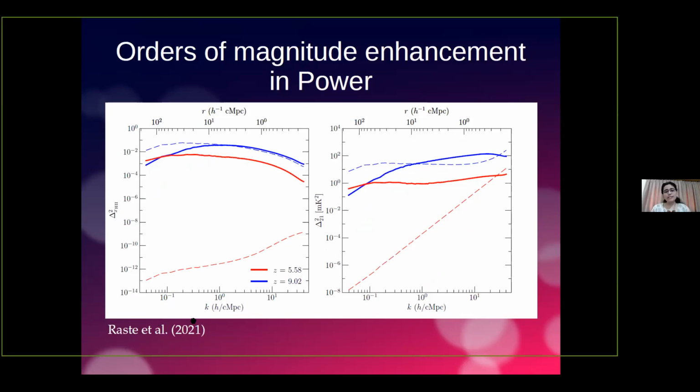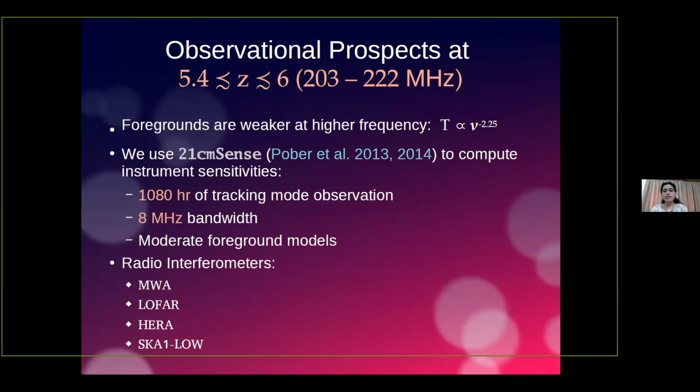So basically, if the reionization is patchy and if it has been delayed, then there is large power even at low redshifts in the 21 centimeter brightness temperature power spectra. So then the question is whether this can be observed. Observation between 5.4 to 6 corresponds to high frequencies, around 200 to 220 megahertz. And this is better for observations because foregrounds are weaker at high frequencies.